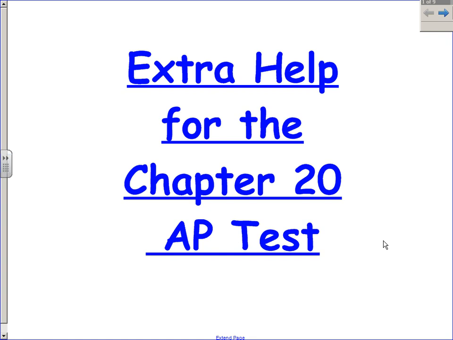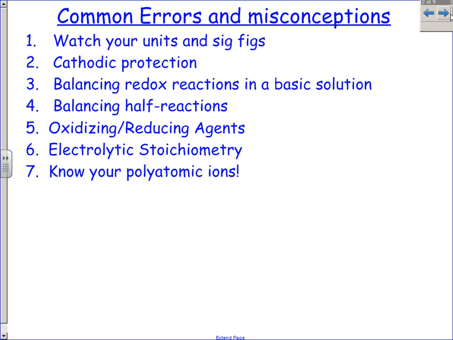I'm Mr. Brown, and in this movie, we'll be looking at help getting ready for the Chapter 20 AP test, which deals with electrochemistry. First off, some common errors and misconceptions I often see. Some things about sig figs, cathodic protection, and so on. So these are things you need to watch out for in preparing for this test.